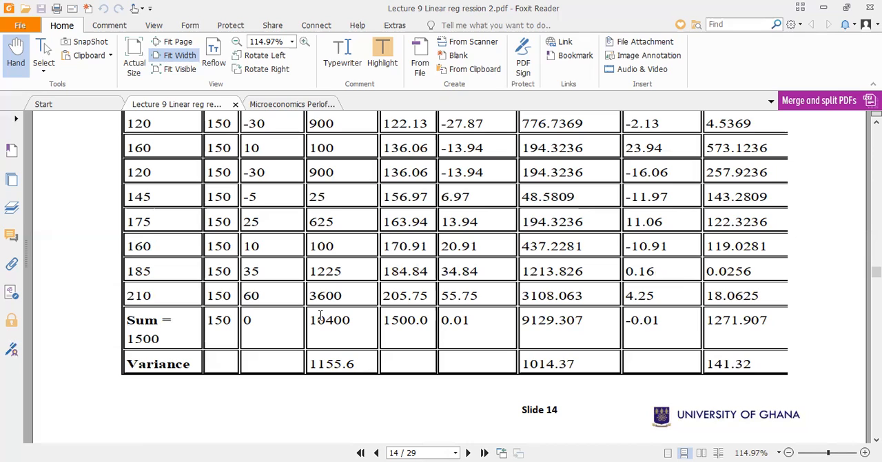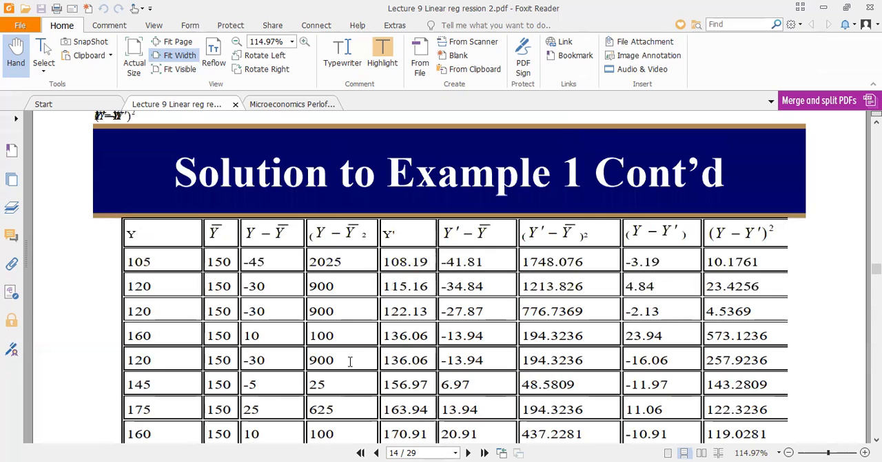If you use N minus 1, then we are getting 1155.555.6. So now if you add the variance from the regression side to the variance of the error term, then you get the variance of y. Okay, you get the variance of y.